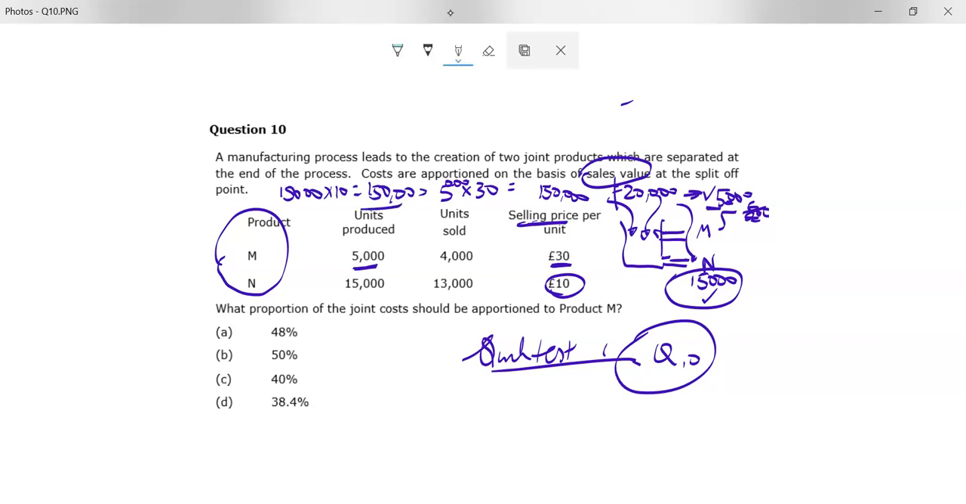So in terms of value, when I'm splitting those costs, I don't know what the costs are. The question is just asking, how should I split those costs? Well, 150 to 150 is literally the same thing, which is half and half. So 50%. Whatever the costs are, I would split based on these values, which are exactly the same. So it's 50%. Cool. Great stuff. That's question 10.